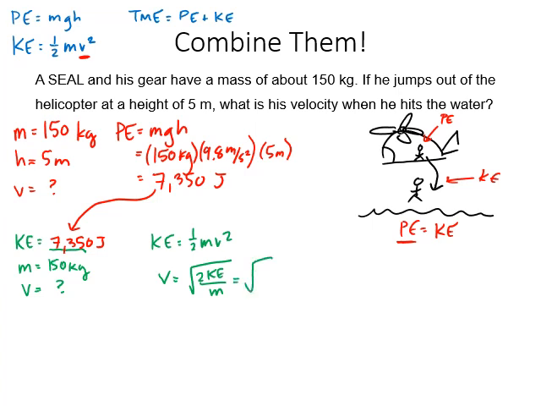We are just going to plug in our values now. So 2 times the kinetic energy, which is 7,350 joules, divided by the mass, which is 150, equals the square root of 98. The square root of 98 equals a velocity of 9.8, and then our units for velocity is meters per second.